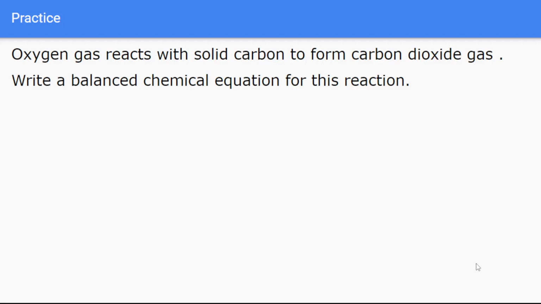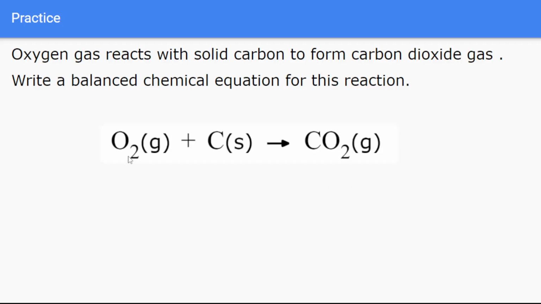Next, we have oxygen gas that reacts with solid carbon to form carbon dioxide gas. I want you to do this one on your own as well. Oxygen gas reacts with carbon that's solid to produce carbon dioxide gas.